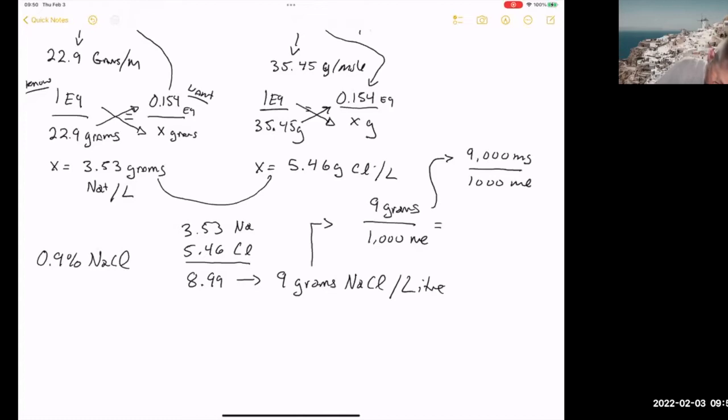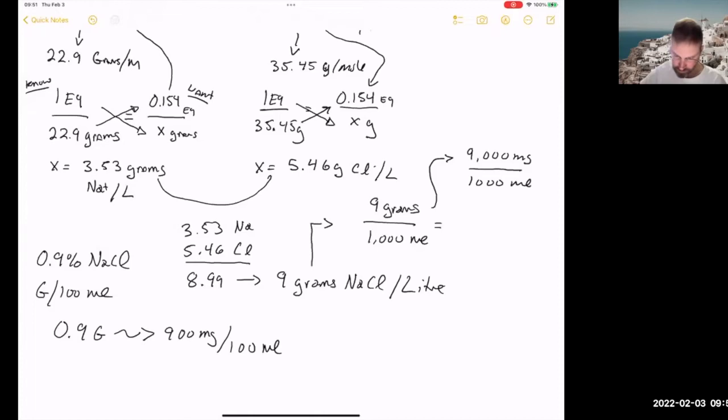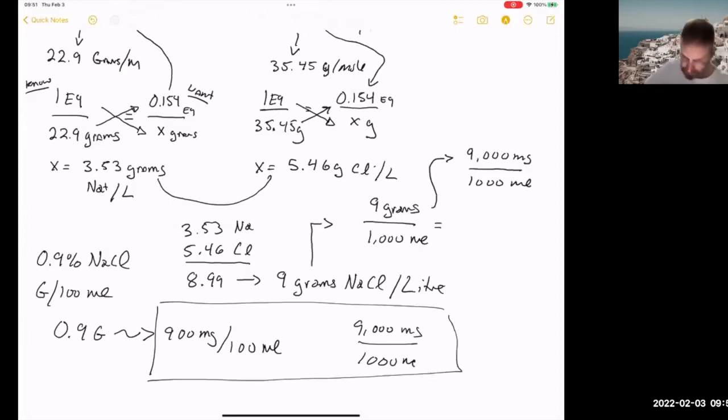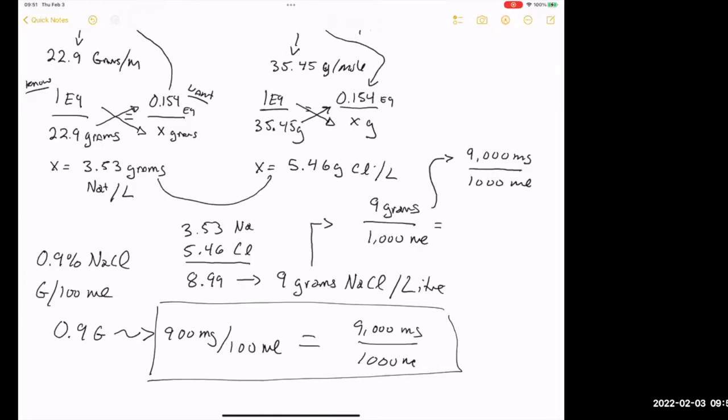And we said that percentage is grams in 100 milliliters, right? So I should have 0.9 grams, or 900 milligrams of sodium chloride per 100 milliliters. So is 9,000 milligrams in 1,000 milliliters the same as 900 milligrams per 100 milliliters? Are these equivalent statements? Yes. Absolutely, right?